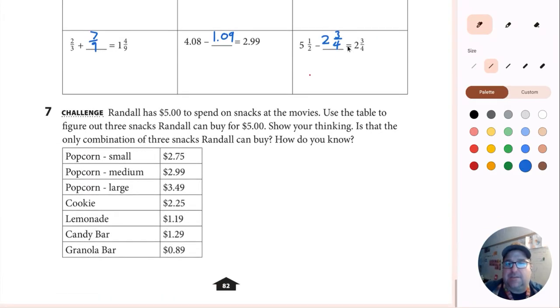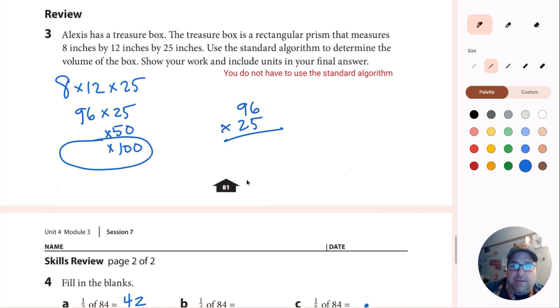And last but not least, old Randall, he's going to the movies. He's got $5, and I told the kids, this was a while ago, when things were this cheap at the movie theater. So we have to use this table. We have to find 3 snacks that Randall can buy for $5. And no, we're not going to take the cheap route and say 3 granola bars. That's one combination, but is that the only combination? Certainly not. So have some fun going to the movie theater, guys.